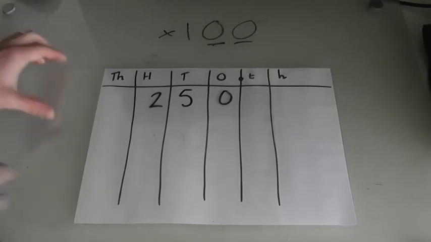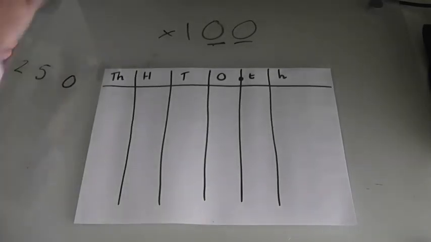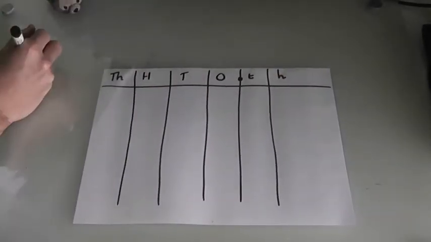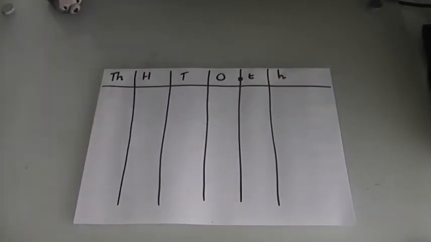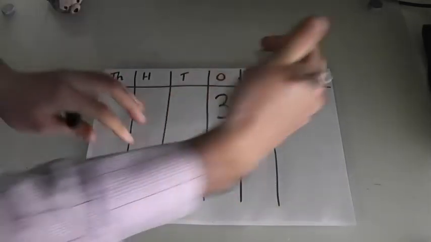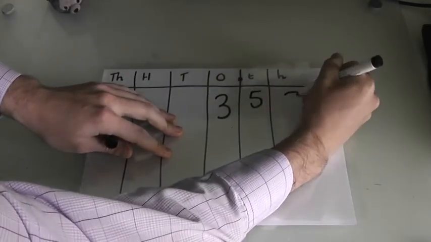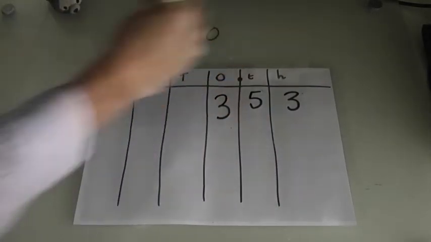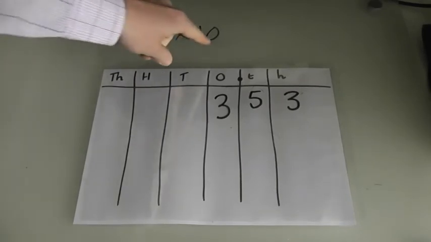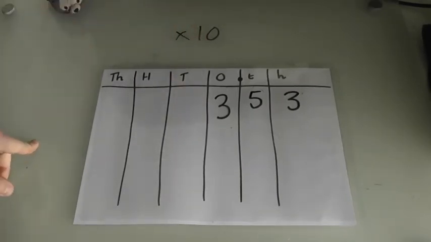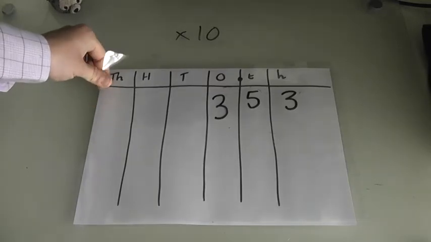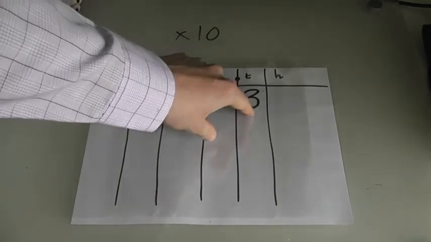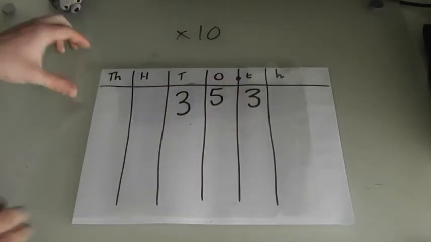Let's try a different number. We're going to have 3.53. Okay, first of all, we're going to times it by 10. How many zeros have we got? 1, so we need to move it to the, that's right, to the left once. Move the whole number that way, so you've now got 35.3.